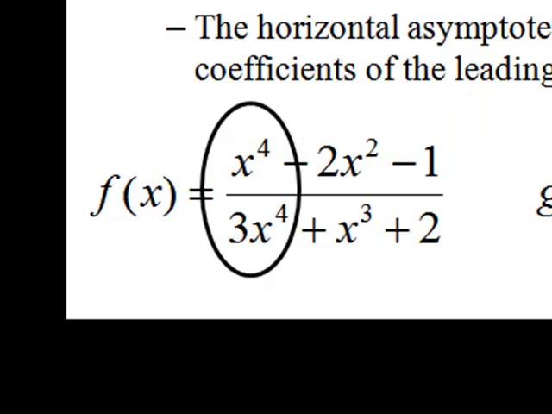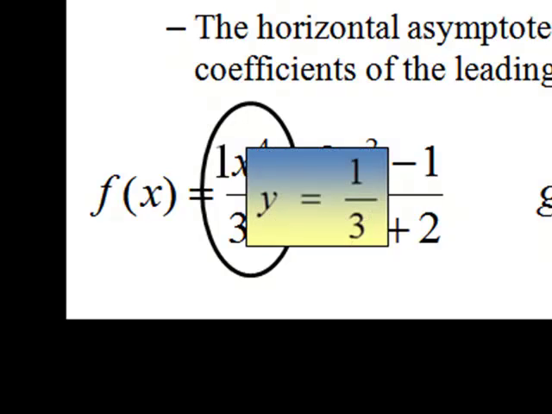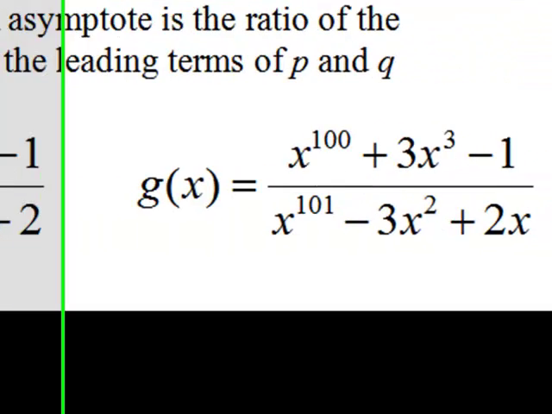Now, the coefficient of the numerator is 1 because there's nothing there. So now we need to determine the ratio of those coefficients. Well, it's 1 over 3. So f has a horizontal asymptote at y equals 1/3.